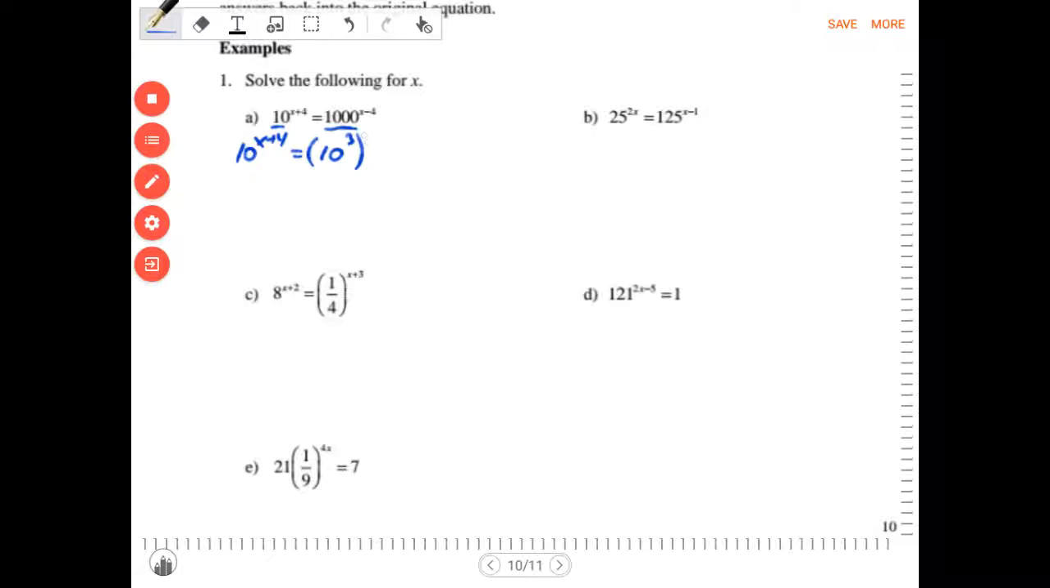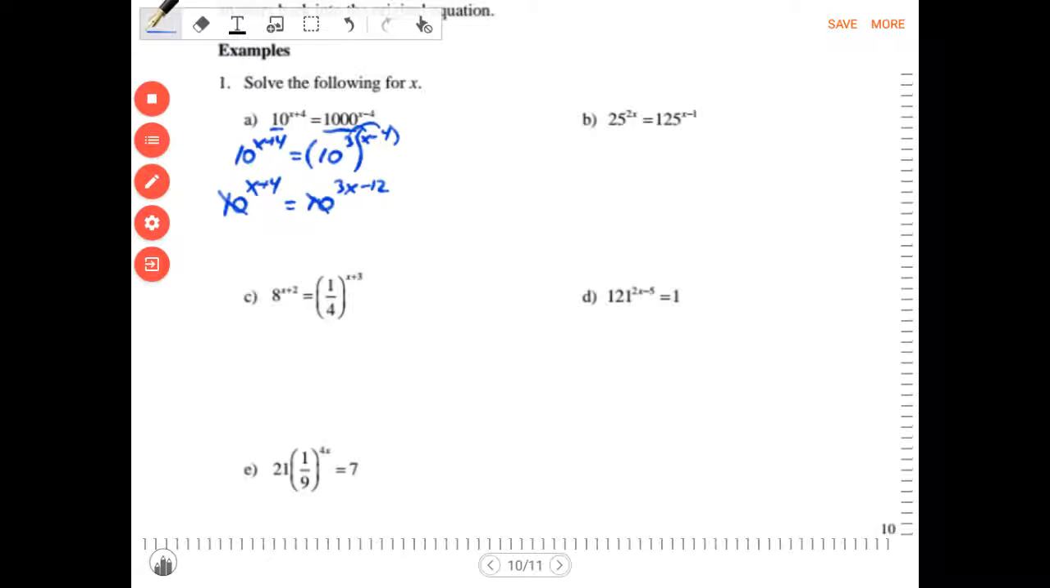So 10 cubed, then x minus 4. Now remember how we do this. The exponents multiply, and because that's a binomial, the 3 distributes to the x and to the minus 4. So this is 10 to the x plus 4 equals 10 to the 3x minus 12. Now that the bases are the same, we can actually drop them. And so x plus 4 equals 3x minus 12.